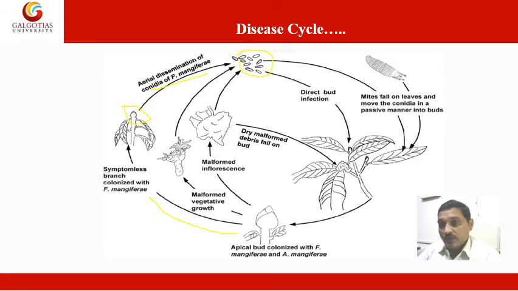They disperse from one place to another place, and there are two portions over there. First one is direct bud infection, and second one is through mites. These mites fall on the healthy leaves and cause the infection, and direct infection may also be caused when the conidia fall down on the healthy apical portion of the plants, and they cause the infection over there. And after that, these plants get this colonized apical bud with malformed portions.